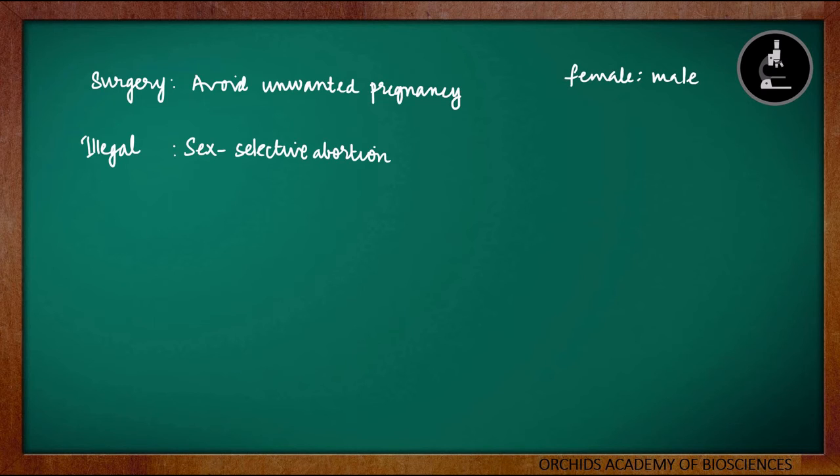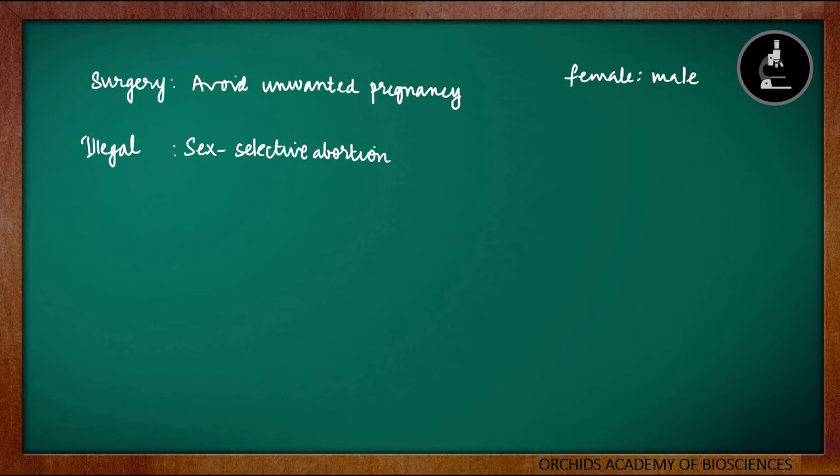But the child sex ratio is declining at an alarming rate in some sections of our society. So surgery, which is actually used for avoiding unwanted pregnancy, can also be misused in some cases to do sex-selective abortions, where the parent doesn't want a child of a specific or particular sex. So with this, we cover all the topics of this chapter.